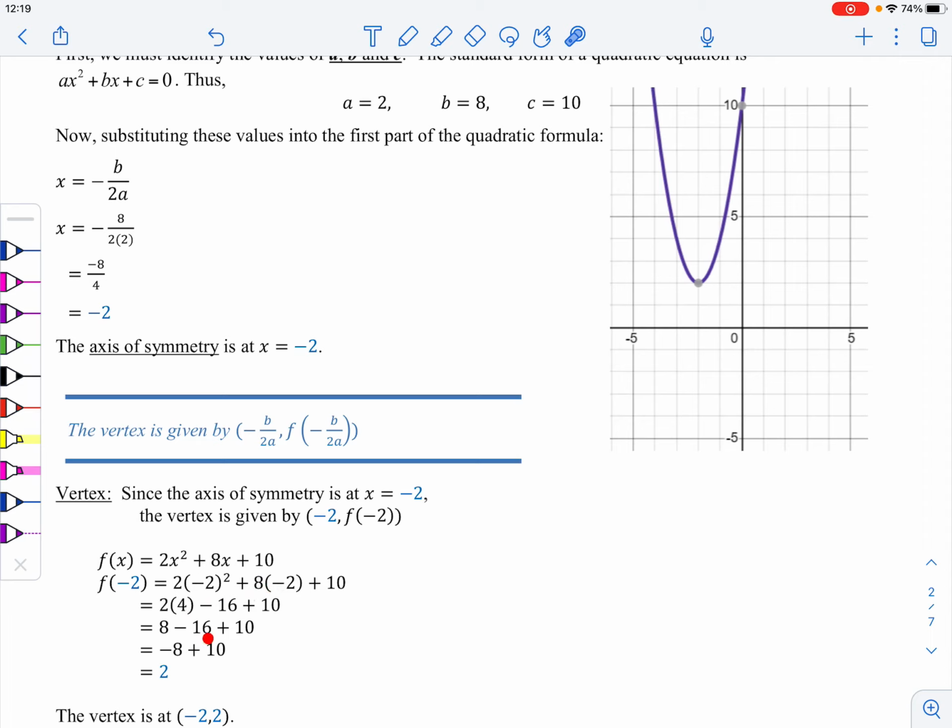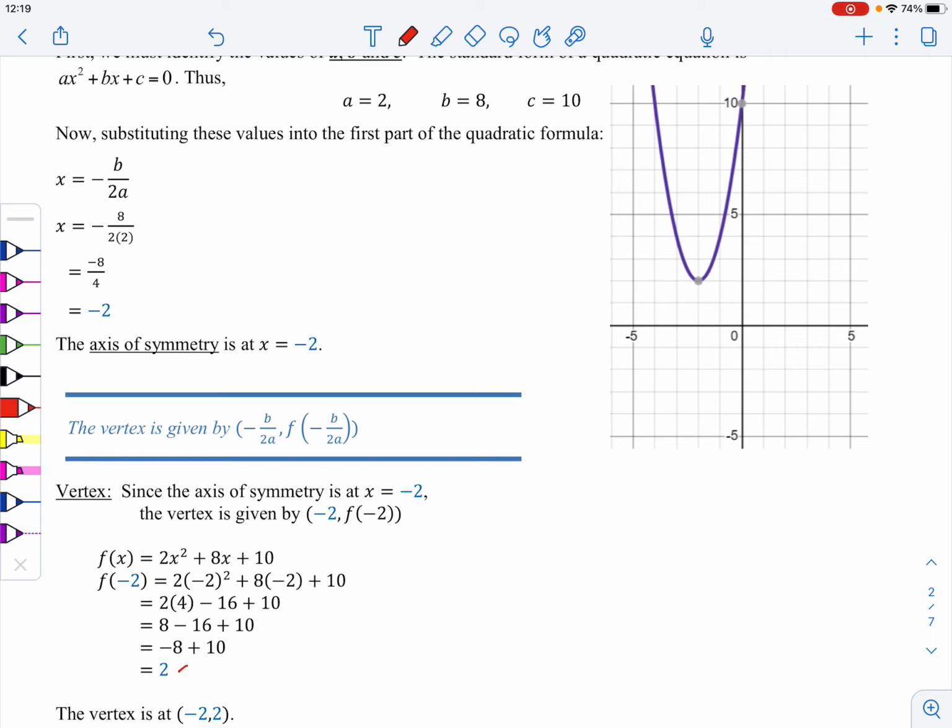8 times -2 is -16. The 10 comes down. 8 minus 16, left to right. 8 minus 16 is -8, plus 10, +2. So that's the y value of the vertex. And you can see right here, your vertex is at -2 on the x, +2 on the y. That's -2, +2. And our axis of symmetry goes right through that -2 value, right down the middle.